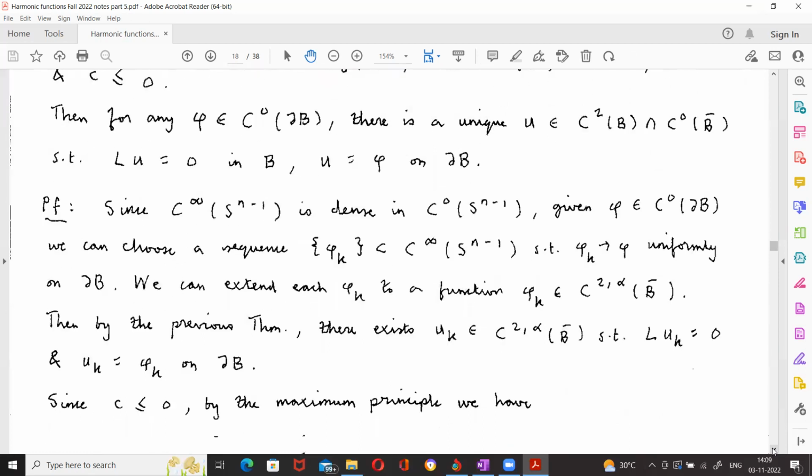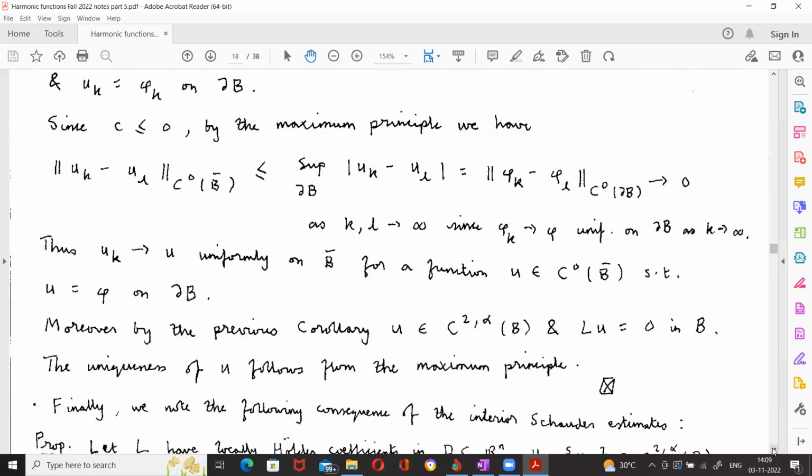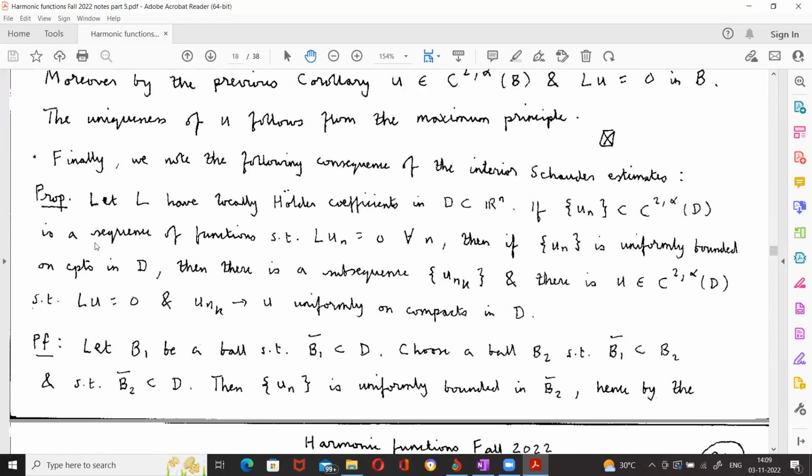So before that, let me just finish this part in Rn by stating the following, by proving the following proposition. So let L be second order elliptic with locally Holder coefficients in a domain D in Rn. And if the u's are C2 alpha on D, so be careful about the notation here.